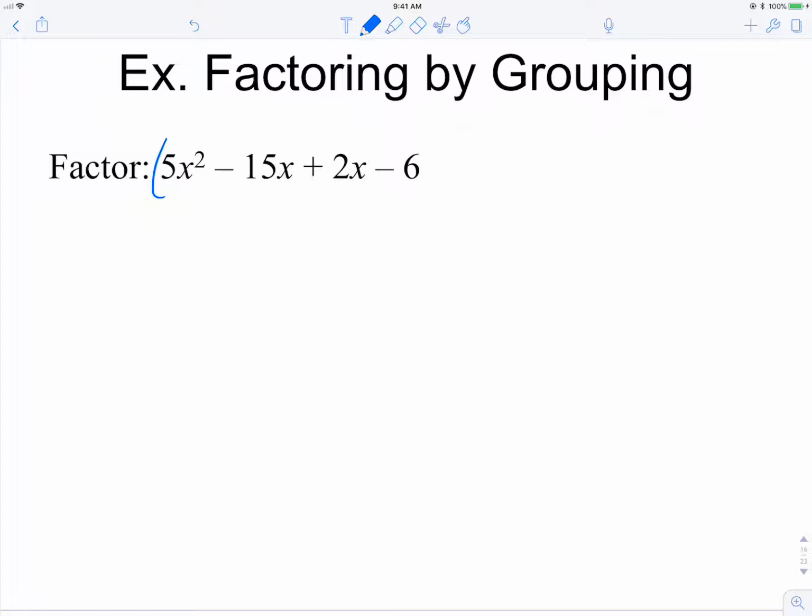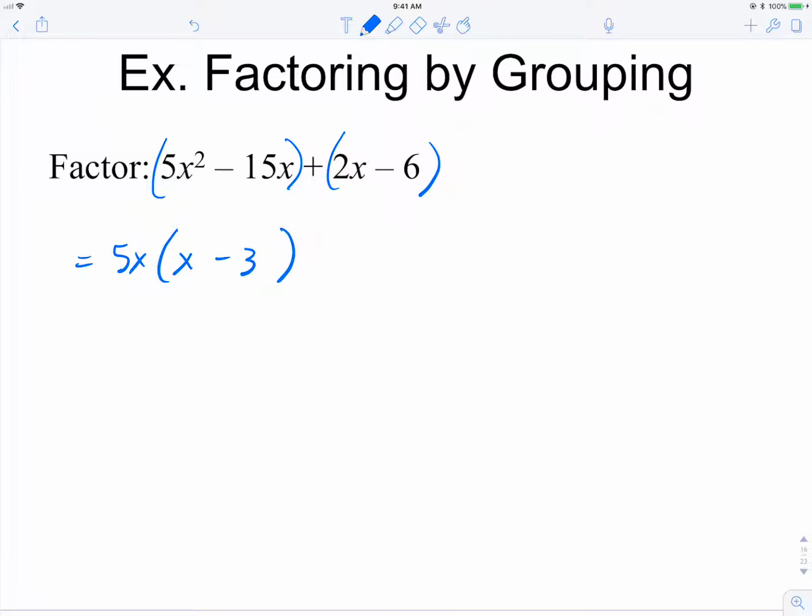I'm going to try grouping these first 2 terms together, and then I'm going to group these second 2 terms together. So I think, what is the greatest common factor of the first grouping? And that would be 5x. And then I think, okay, well, what times 5x would give me 5x squared? That's going to be x. What times 5x would give me minus 15x? That would be minus 3.